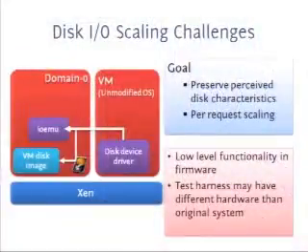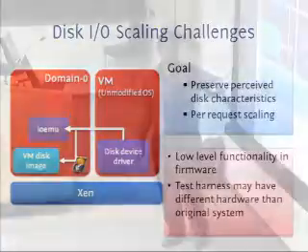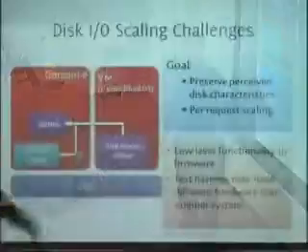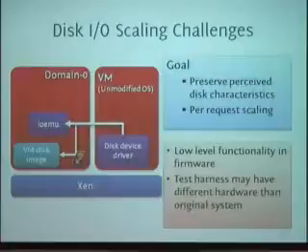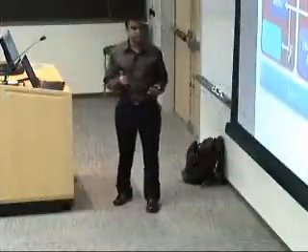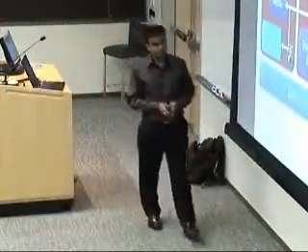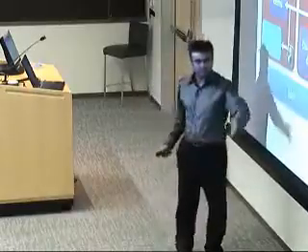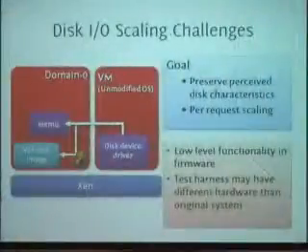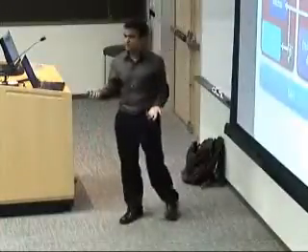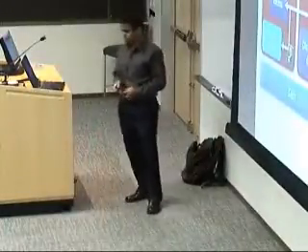Now the challenge is that a lot of the low-level functionality for disk resides in the firmware, and so the firmware might do batching and reordering of requests for efficiency, masking some of the delays. But the bigger problem is that the test harness may have a completely different hard drive than a physical machine in the original system. And so, how do we reconcile these two completely different pieces of hardware?